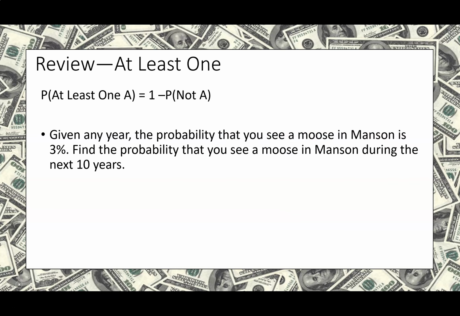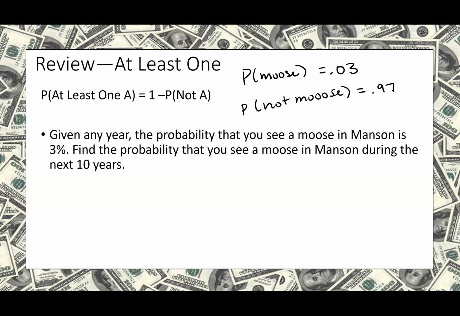All right, let's review the at least one. Remember, that formula is the probability of at least one equals 1 minus the probability of not A. All right, so given any year, the probability that you see a moose in Manson is 3%. So I like to write up here, probability of seeing a moose equals 0.03. Probability of not seeing a moose, or not moose, equals 0.97.